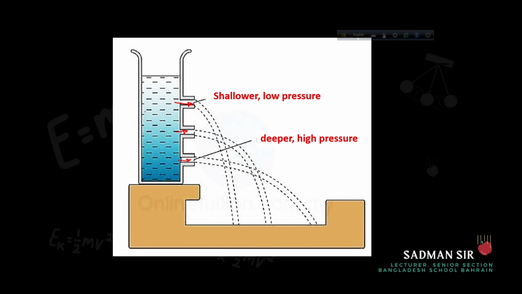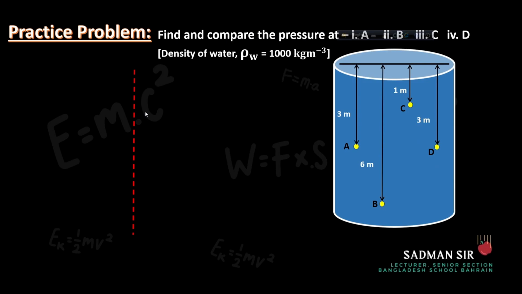Then let us see a practical problem. You can see that there is again the same water jar here, and it is filled with liquid, and we need to find out and compare the pressure at the points given, that is A, B, C and D. Okay, so A is at a certain depth, B is at a certain depth, so all the points are at different depths, and we need to find the pressure at these points. So how can we do that?